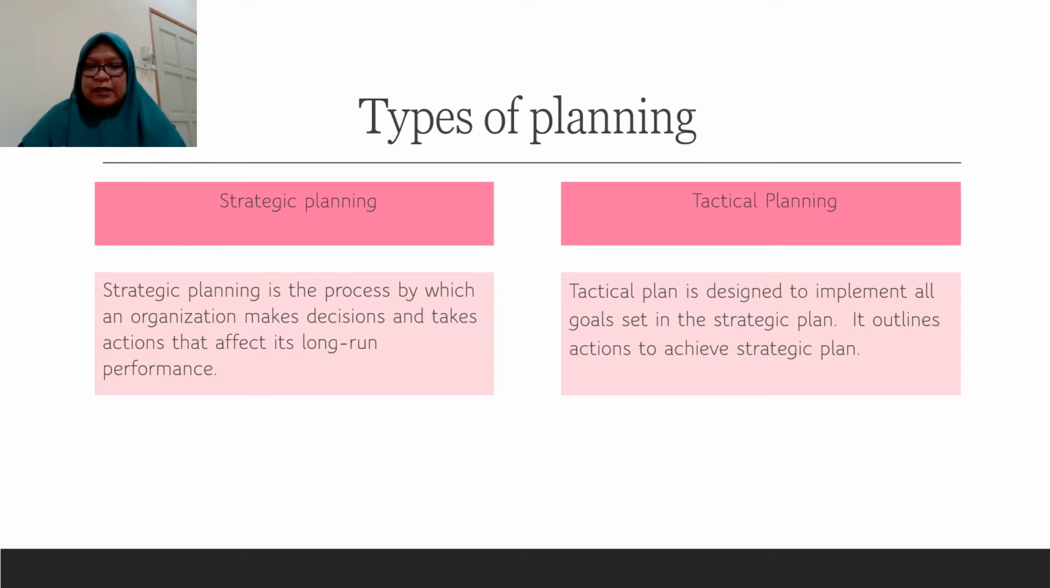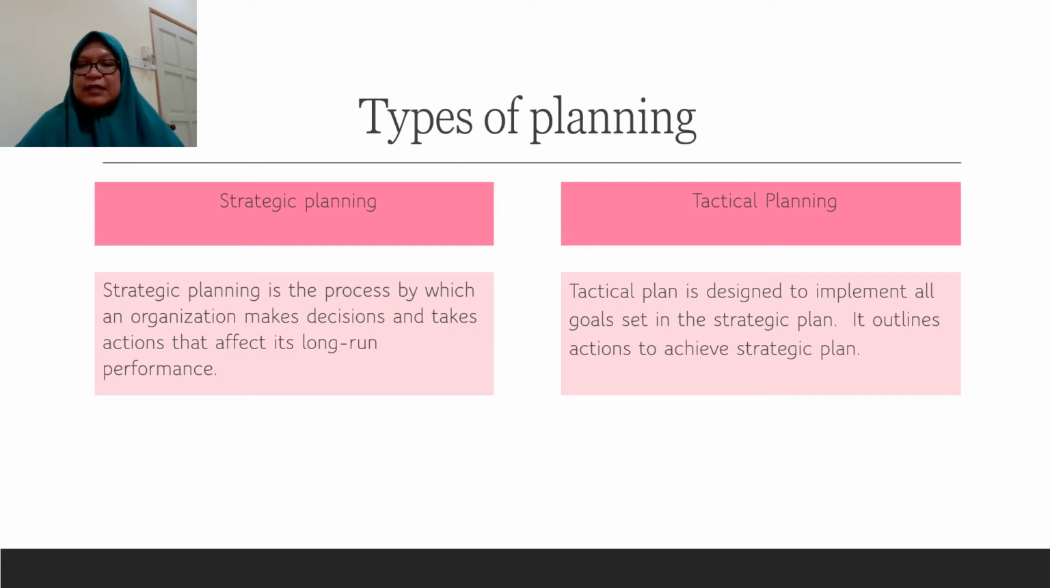There are two types of planning, the strategic planning and also the tactical planning. Strategic planning is the process by which an organization makes decisions and takes actions that affect its long-run performance. So the key word here for strategic planning is long-run performance, meaning that whatever planning they do is for the long run, 10 years, 15 years, and 20 years.